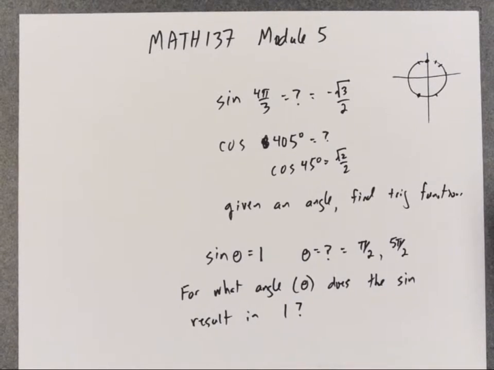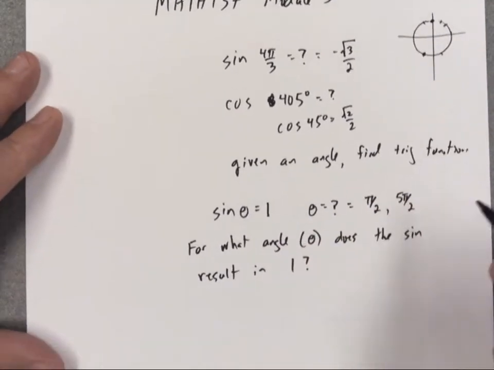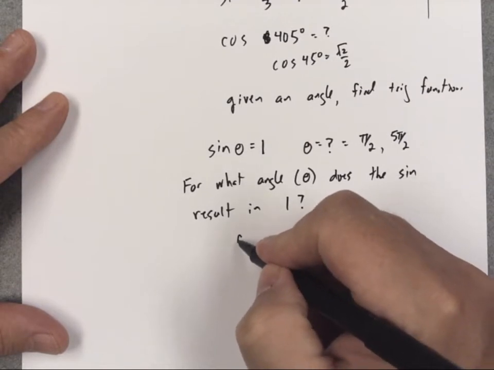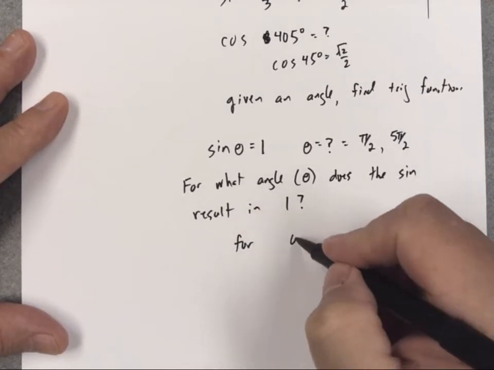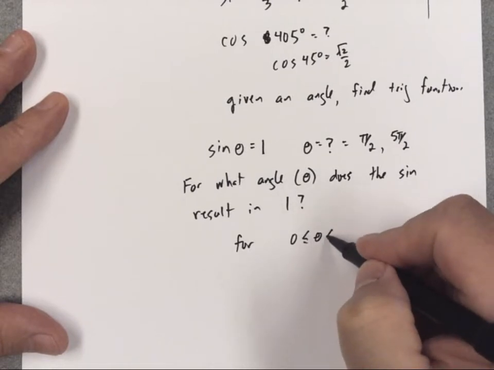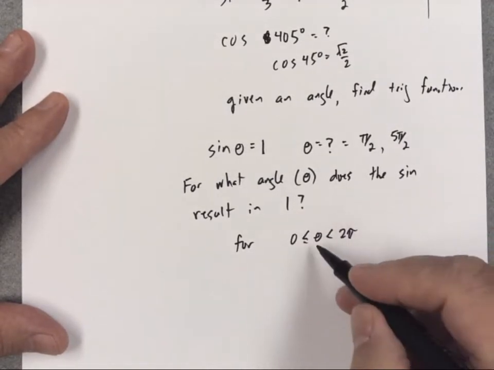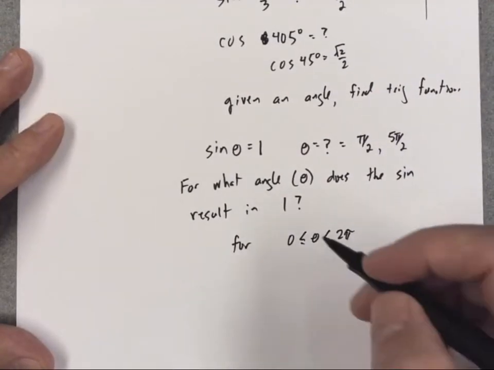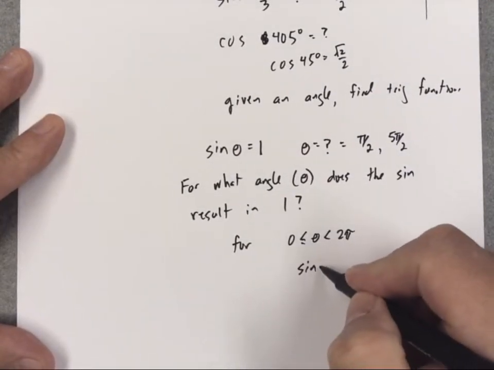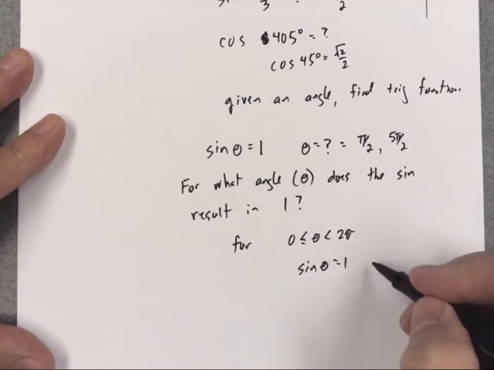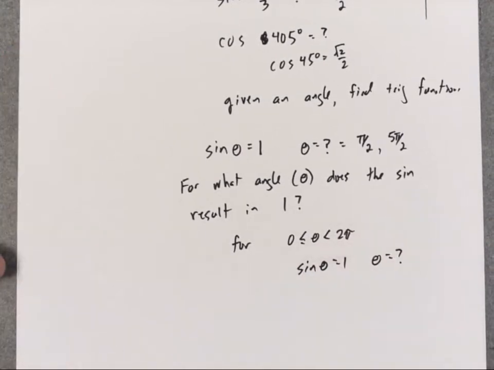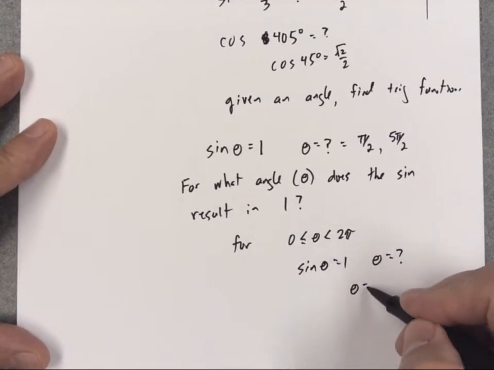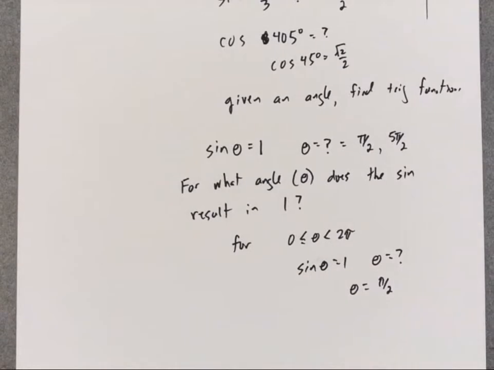So what they oftentimes will do when they give you a problem like this, here's what they'll do. They'll put a limitation on the angle, and usually they'll say, okay, let's just look at angles between 0 and 2 pi. And then they say, so then solve this equation. So when they limit it like this, then there actually would only be one answer.